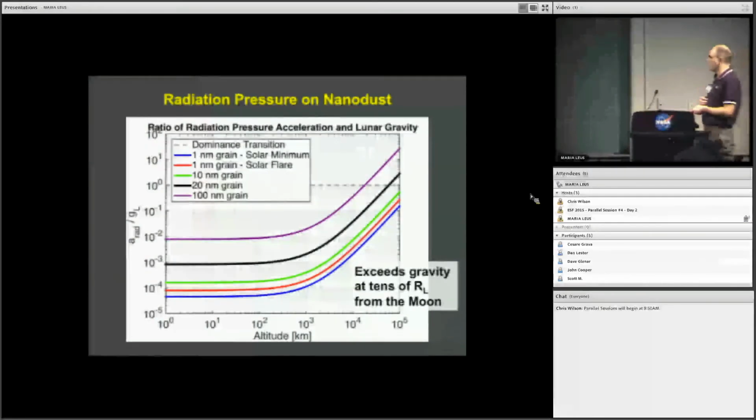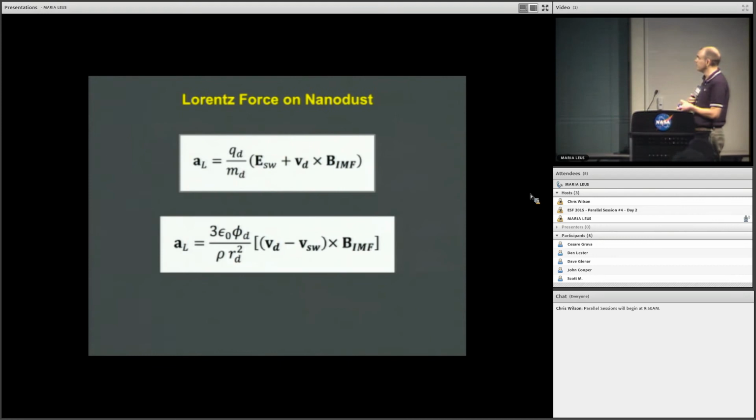Okay, so when you think about how this acceleration compares with gravity, we've taken this ratio here of radiation pressure over lunar gravity as a function of altitude, and you can see that you have to get out to tens of lunar radii before the radiation pressure starts to dominate over gravity. So you have to be quite a ways from the moon for it to be important.